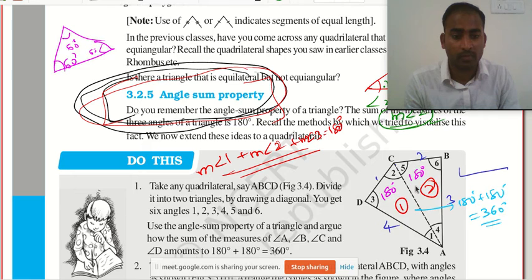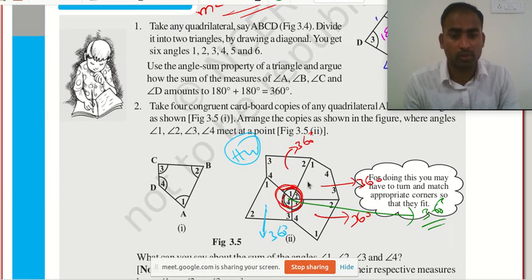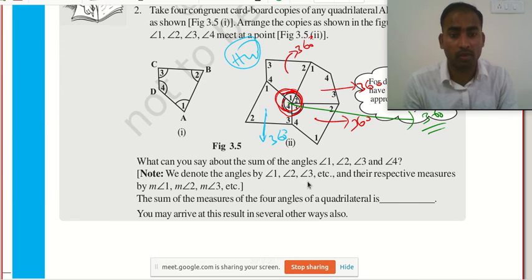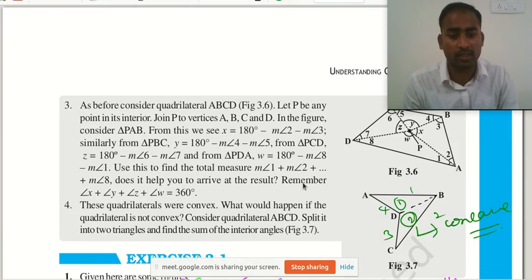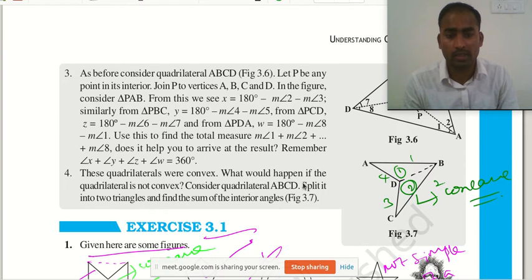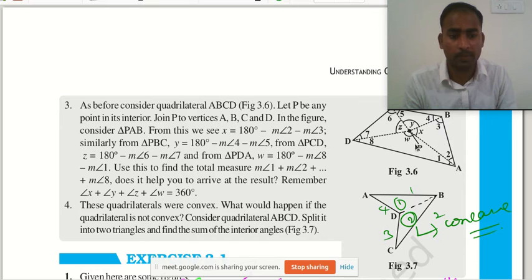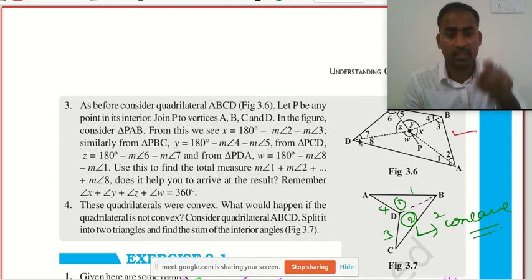Then for a pentagon also we want to see: in a pentagon what is the sum of all the angles? And in a hexagon what is the sum of interior angles? That we need to see. Before that, this is a convex polygon, because we can make the diagonals inside the polygon. That is known as a convex polygon.